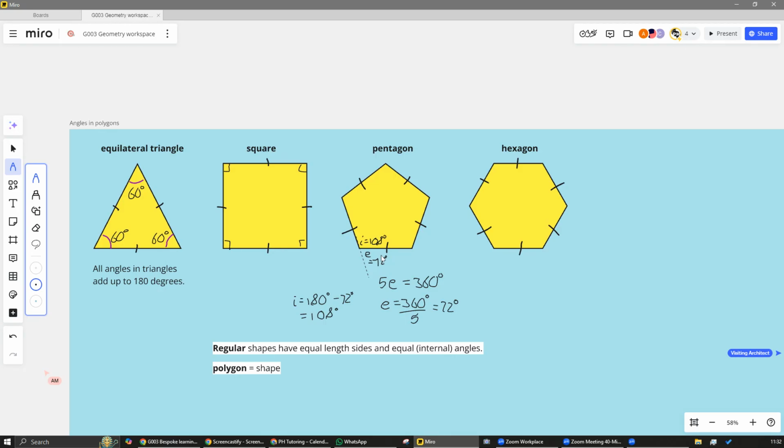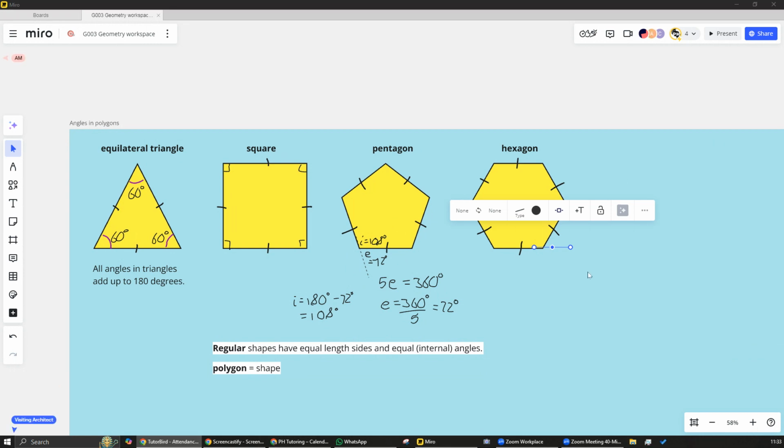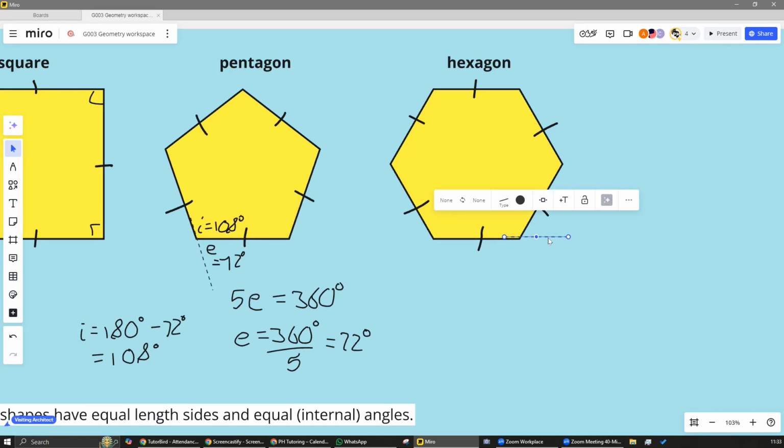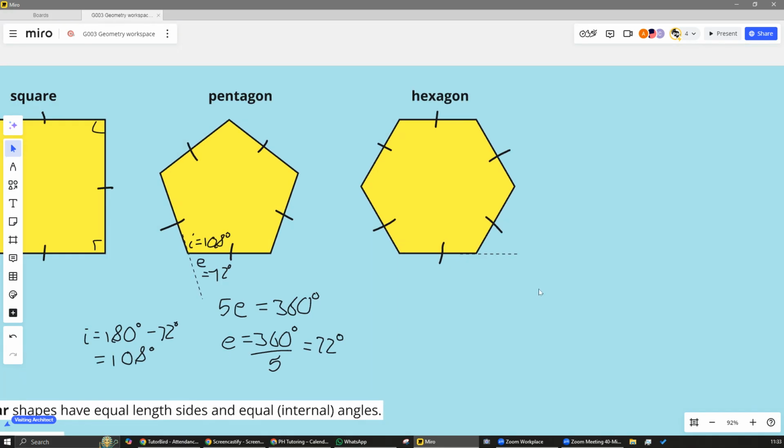Okay. So similarly with the hexagon, I'm just going to pause the video for a moment. Okay, so we've got the hexagon. Let's just neaten that up a bit. So once again, we would label that angle as E and that angle as I. We can see very easily that they both add up to 180 degrees.